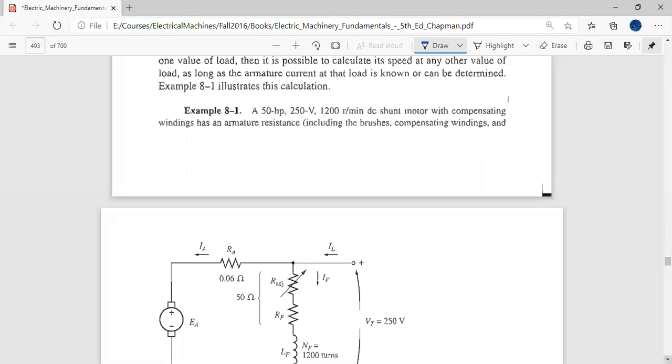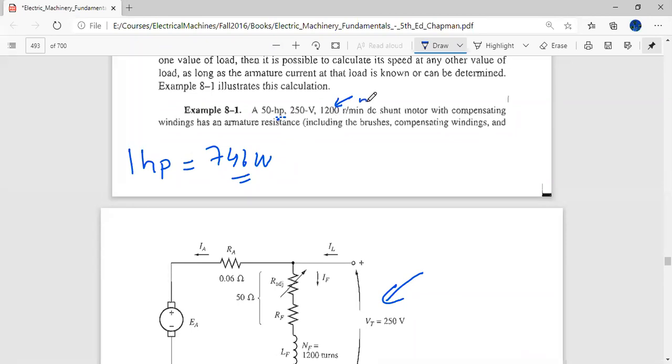We have a 50 horsepower machine. Whenever you hear the word horsepower, you know that 1 horsepower is equal to 746 watts. So if you have to convert it into SI units, you must always know this conversion. It's a 250 volt DC shunt motor. That means there is only one supply, and the field circuit and the armature circuit are attached in parallel to it. That's why it is called a shunt machine, and shunt means parallel. And its rated RPM is 1200 RPM. That means when it is fully loaded, the RPM should be 1200. That means this is the no load RPM.